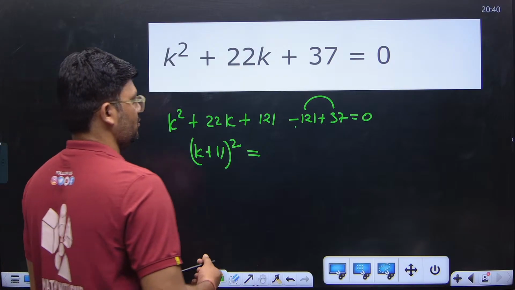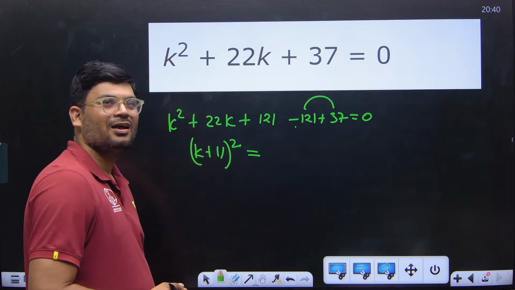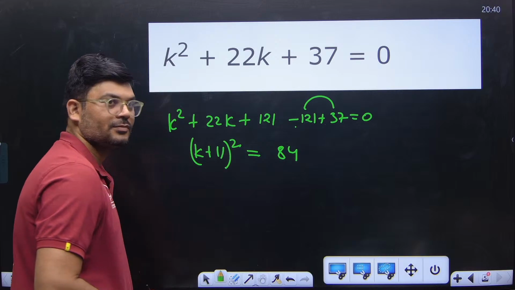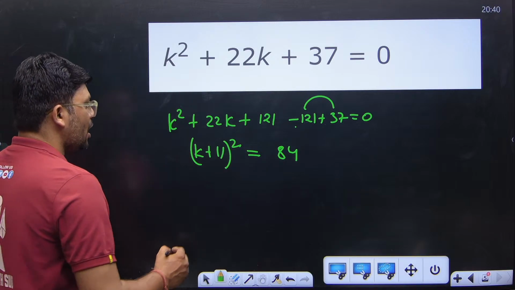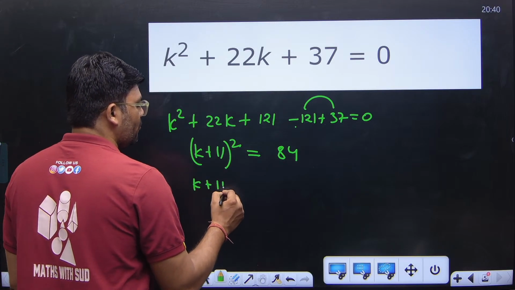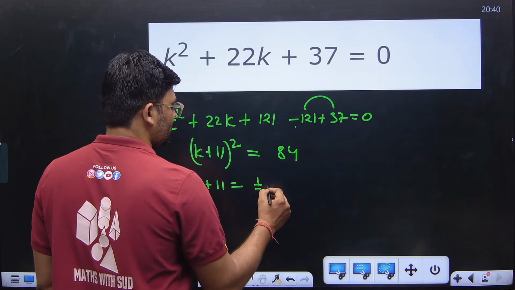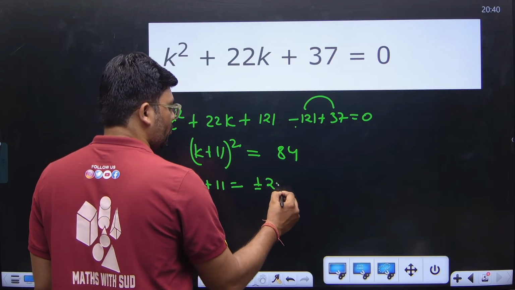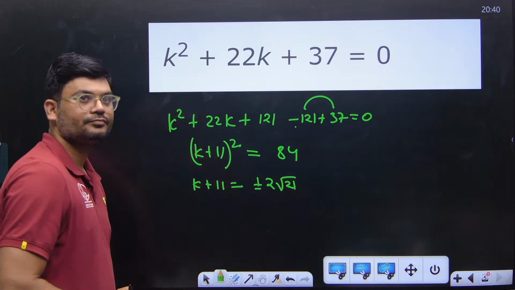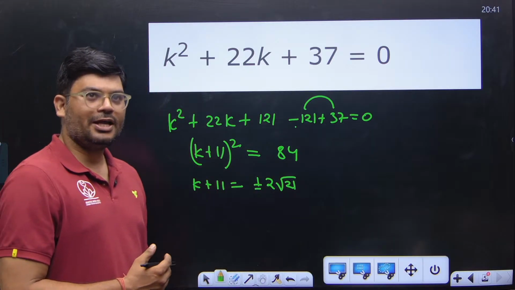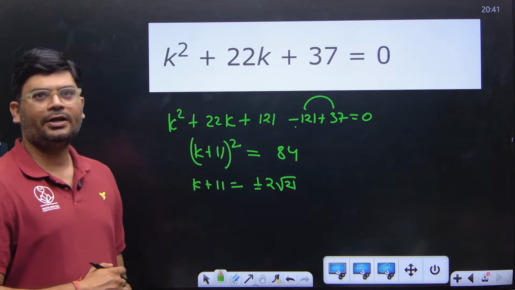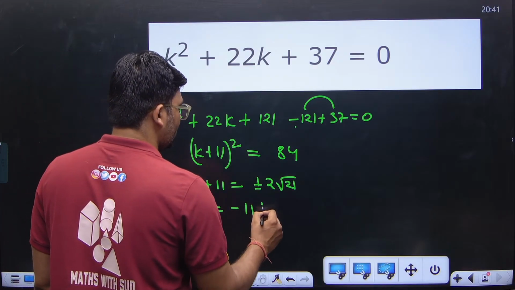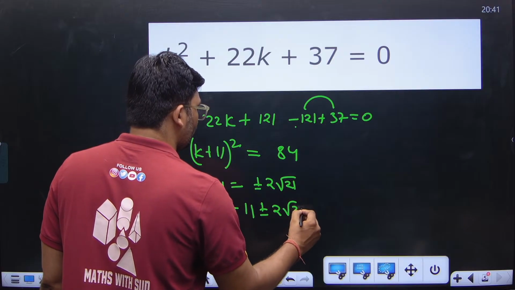Minus 84? No, plus 84. Yes, plus 84. Right. Now k plus 11 will become what? So plus minus under root of 84. And out of under root 84, you can take out 2 root 21, because 84 can be written as 4 into 21, and out of 4 I took 2 outside. So k will be equal to minus 11 plus minus 2 root 21.